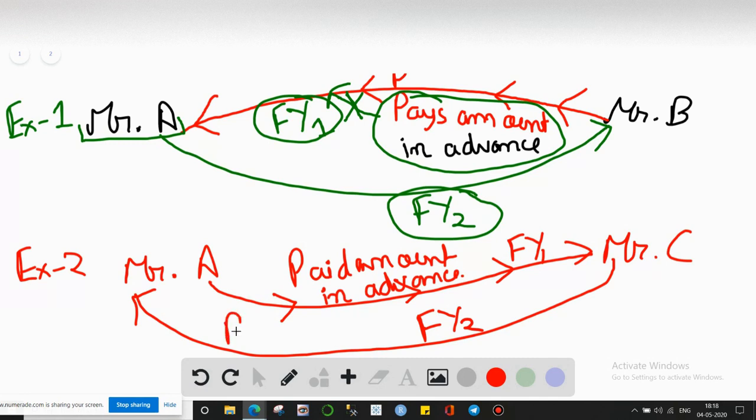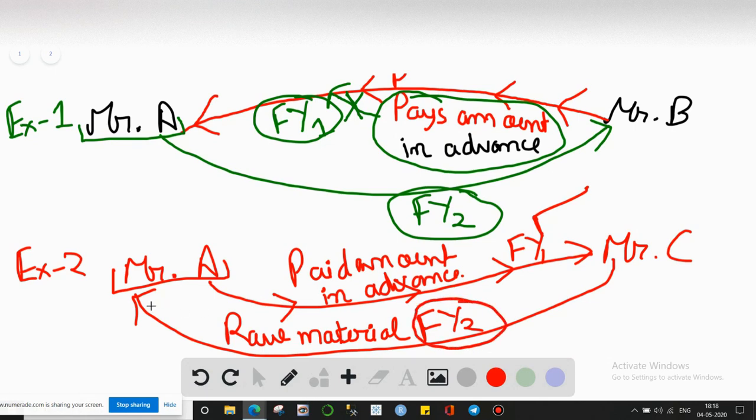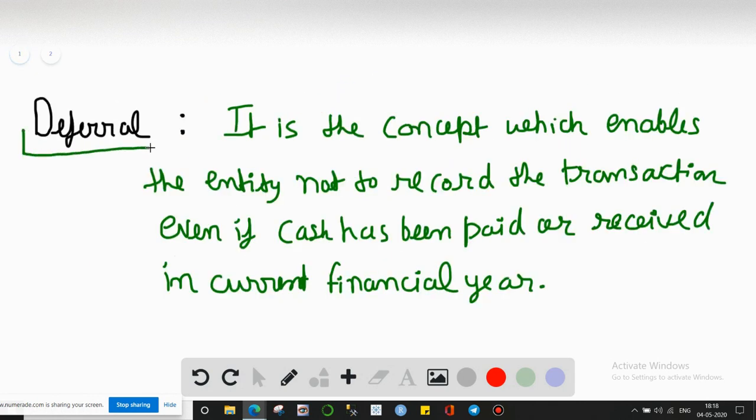Okay, so for raw material delivery. Now, even when Mr. A has paid the amount for raw material purchase in advance in financial year 1, the amount will not be reportable in financial year 1 because it does not relate to financial year 1 actually. It actually relates to financial year 2. Okay, so that concept will be known as deferral concept.